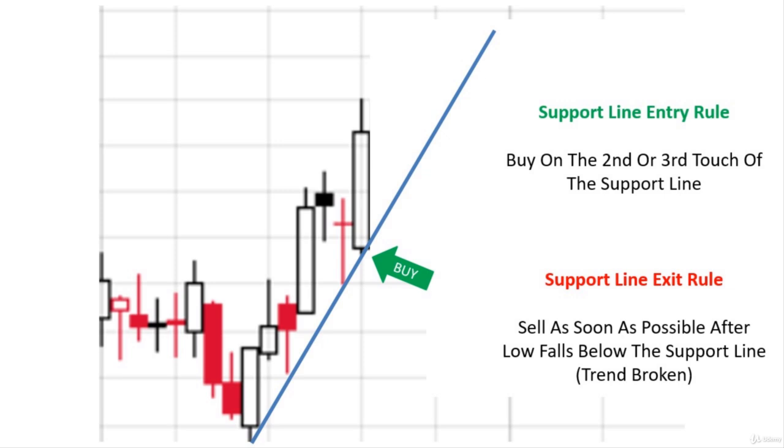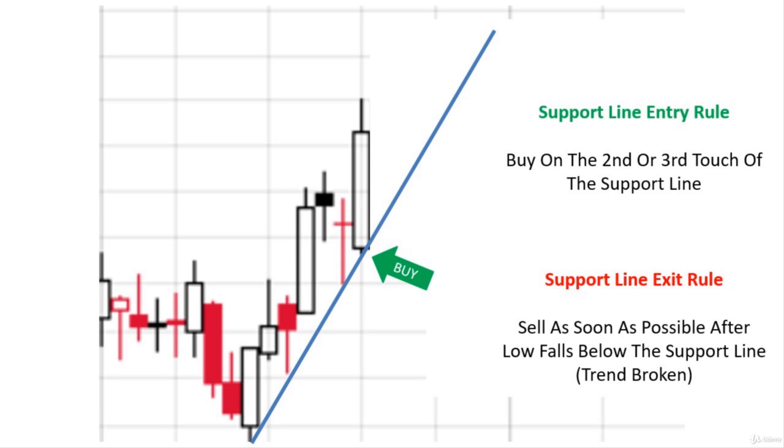And then when you want to exit, once that support line is broken, right? Sell as soon as possible after the low in the range falls below the support line. That means the trend is broken. You can see it's approached it, but it's gone past it. In terms of the classic support line entry and support line exit rule, you're basically selling as soon as it breaks that blue line. What's happening here is you want to confirm that the trend really is forming, and that's why you're waiting for a second or third touch of the support line, because that establishes the trend more.